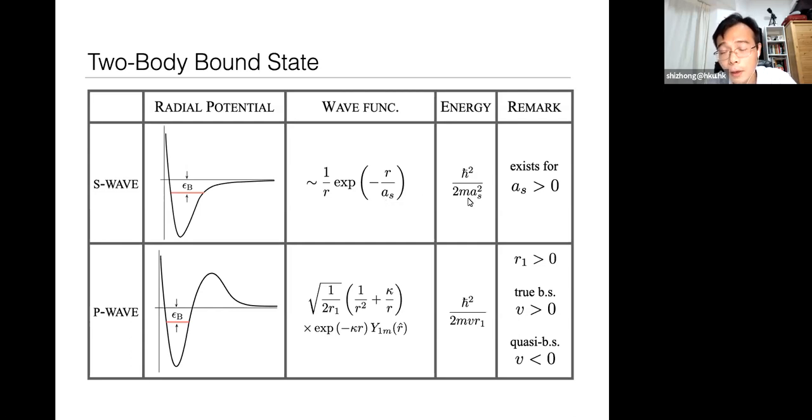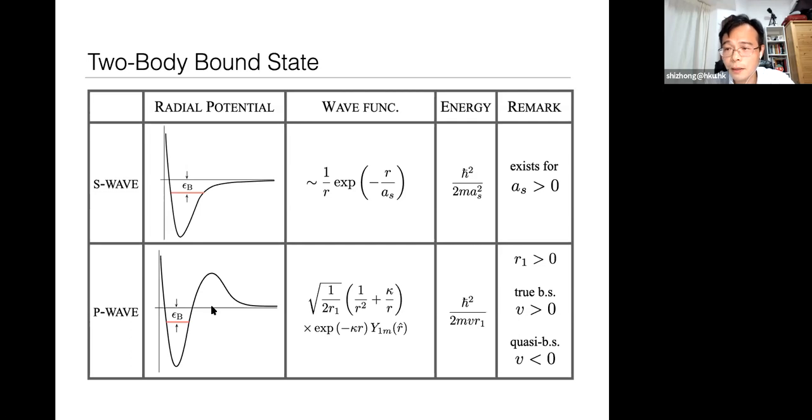And the bound state energy is given by h bar squared over 2m a_s squared. Now this bound state only exists when the scattering length is larger than 0. In contrast, in the P-wave case, because of the existence of the centrifugal barrier, and if you remember, the barrier height is quite large.